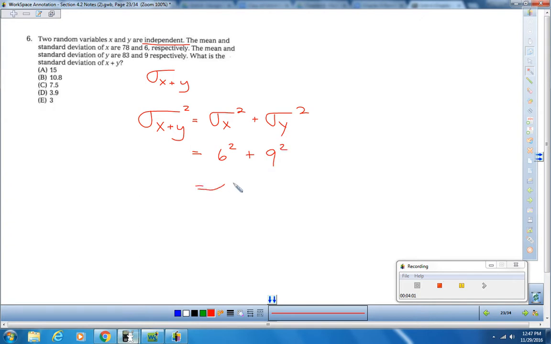And when you do that, that is 100 and, what was that, 162? No, I'm way off there. What am I thinking? It's 36 and 81, which is 117. That sounds a little bit better. Okay, so the standard deviation of x plus y is the square root of 117, which is 10.8.